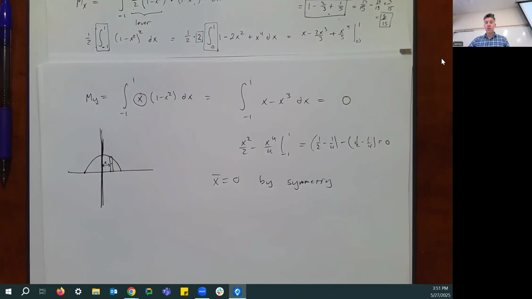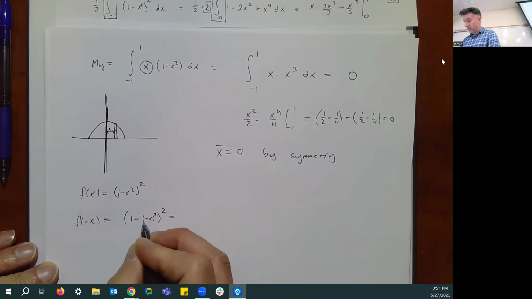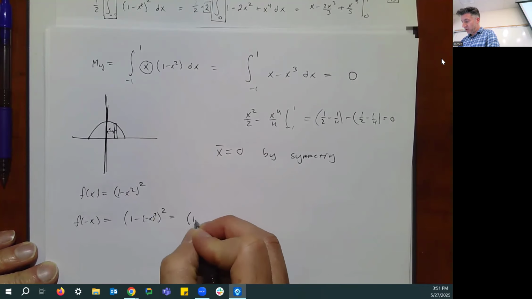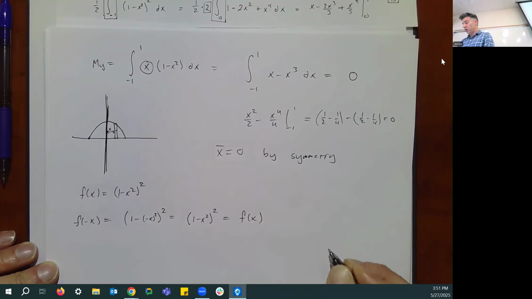So how do you know your function was even if you didn't have a picture of it? Here's how you tell if a function's even or odd. For our original function, f of x equal to 1 minus x squared, squared, we know it's even because f of negative x, which is 1 minus negative x squared, squared. Well, negative x squared is just x squared, and that function is the same as what we started. So this shows it's even because f of negative x is equal to f of x.